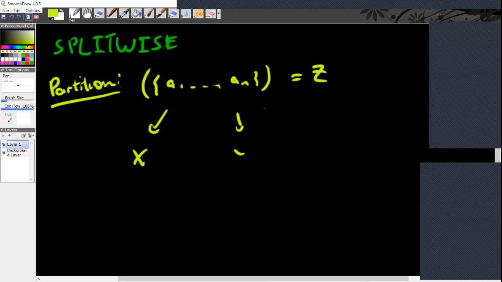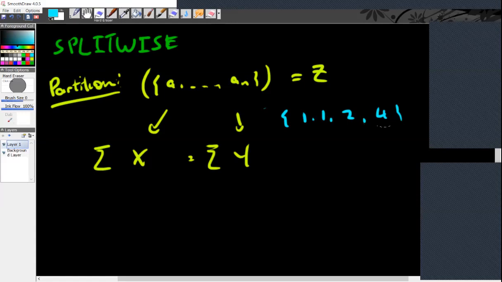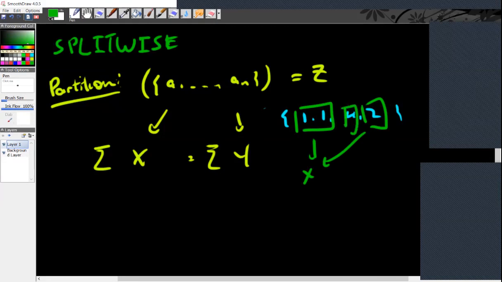Okay. So I want to cut these two. I want to divide these elements. When I say that, I mean partition them into two sets such that the sum of the items within the set is the same. So an example of such a set that I can do this with would be like 1, 1, let's say 2, 4. I can partition this. Let me make it slightly more interesting. Let me put the 4 in the middle. So you can partition this for sure. These two go into X. And this one goes into Y.